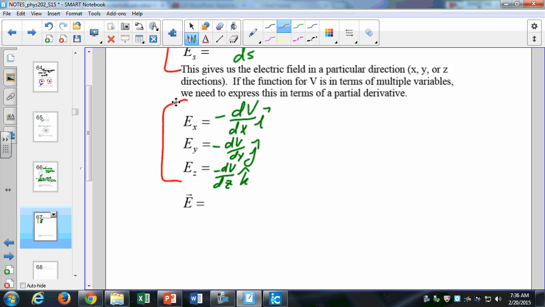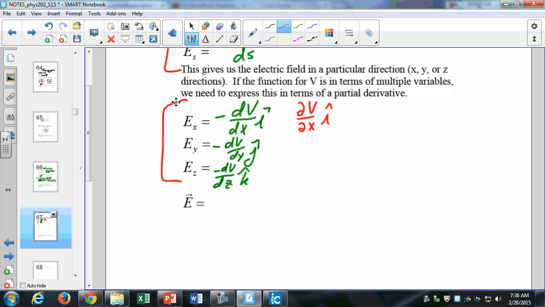I wrote them as derivatives, dV dx, but in reality this should be the partial derivative of V with respect to x in the i direction. That's the Greek letter, what is that Greek letter actually? I don't know. Oh, it's the del. So that's del V, del x. Anyway, del V, del x, that's the partial derivative of V with respect to x.